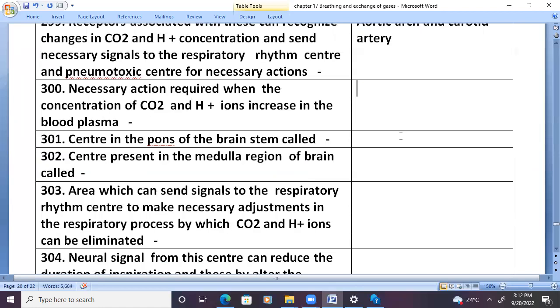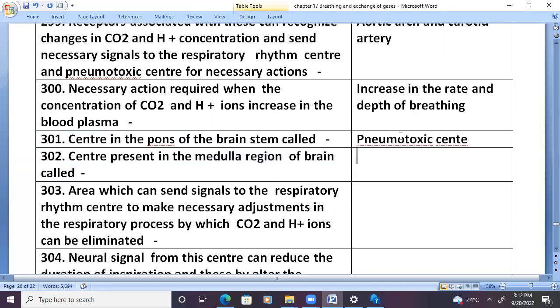Necessary action required when the concentration of carbon dioxide and H+ ions increases in the blood plasma: increase in the rate and depth of breathing. The center in the pons of the brainstem is called the pneumotaxis center. The center present in the medulla region of the brain is called the respiratory rhythm center.